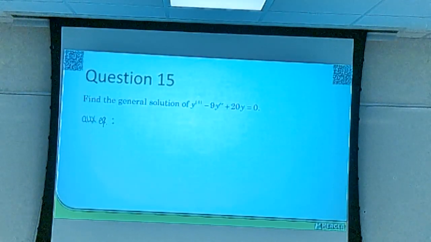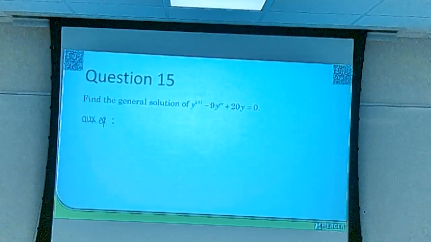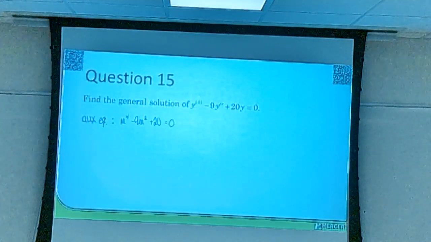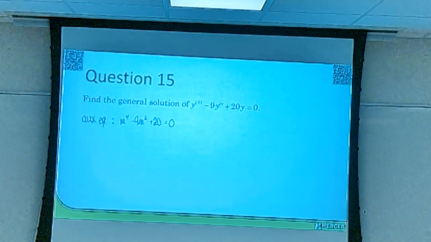What's the auxiliary? m to the 4th minus 9m squared plus 20 equals 0. That is a quartic, right? But isn't that quadratic form? So treat it like a quadratic instead. Can that be factored? Can.